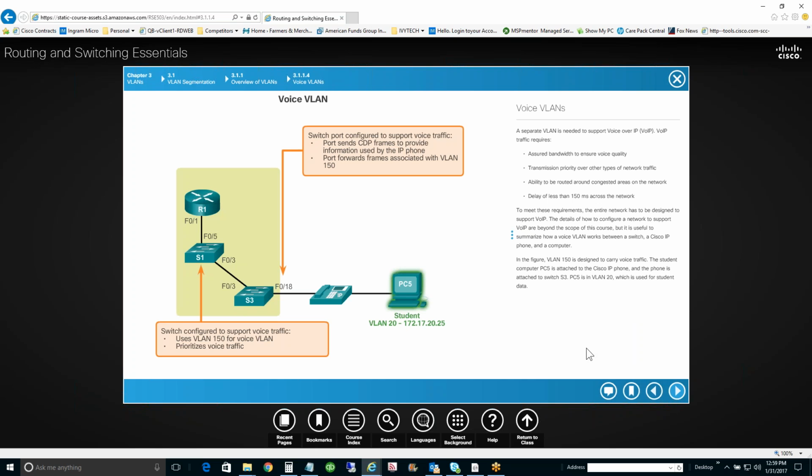There's also voice VLANs out there, and voice VLANs are VLANs that are set up to handle voice traffic. The reason why we have voice VLANs is because we need to set the quality of service on those particular VLANs to ensure that voice quality is there. It gets voice transmission priority over other types of network traffic, and it allows us to route it differently than other traffic on the network.